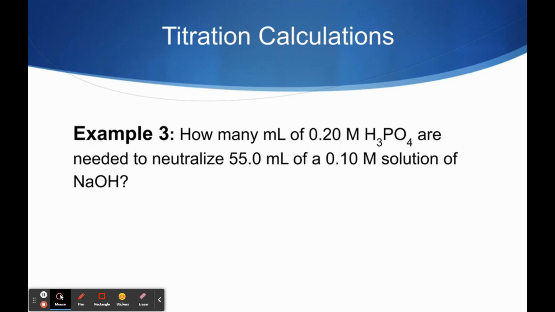Our third example problem says how many milliliters of 0.2 molar H3PO4 are needed to neutralize 55 milliliters of 0.1 molar solution of NaOH. So in this case, we have the concentration of our acid, and we want to know how many milliliters of that acid we would need to get to our equivalence point.